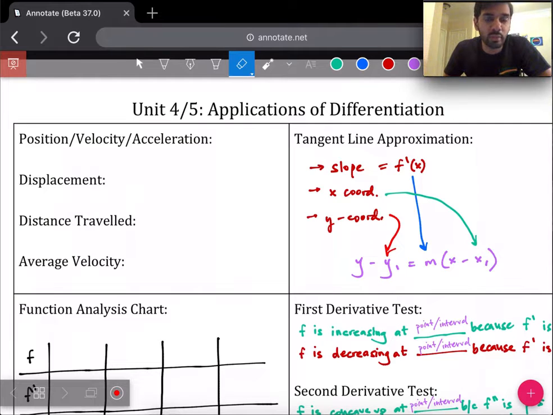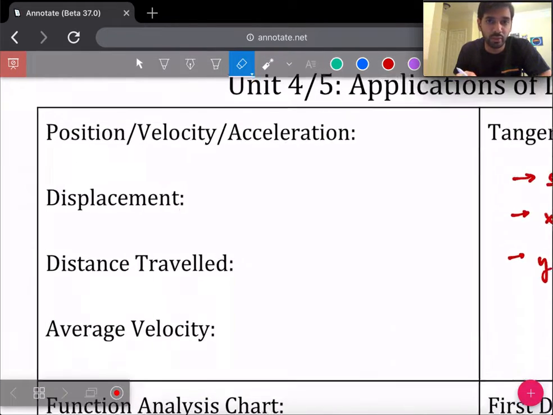Hey everybody, this is going to be the Unit 4 and 5 study guide. Let's go ahead and get started with this first box.